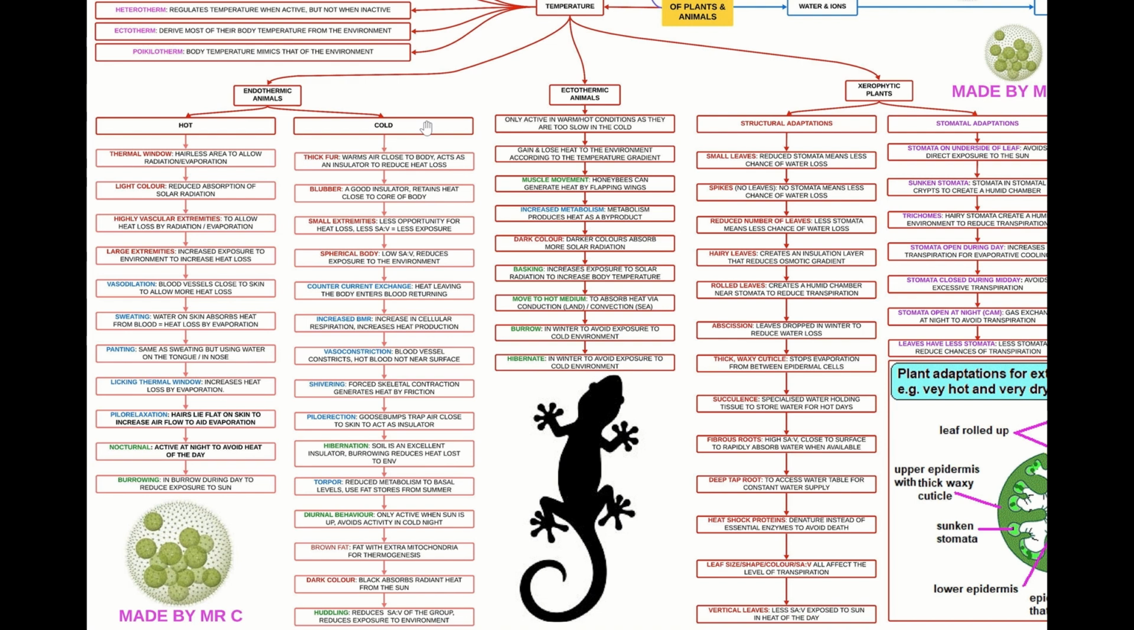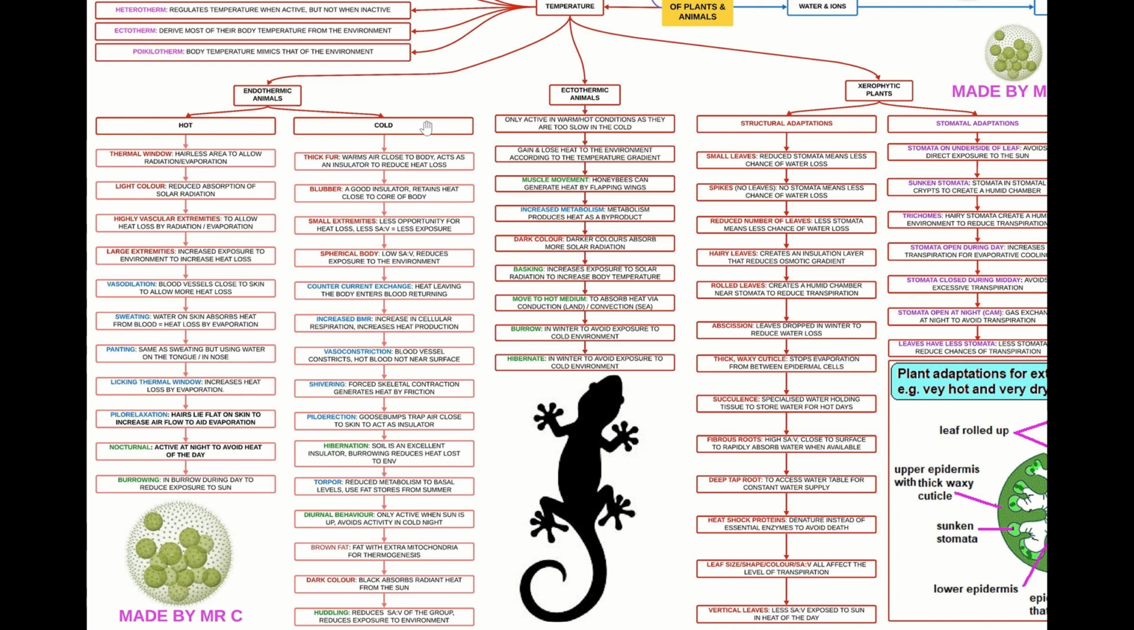Small extremities allow less opportunity for heat loss because it reduces the surface area to volume ratio. A spherical body lowers the surface area to volume ratio. Countercurrent exchange is when blood vessels carrying hot blood leaving the body transfer their heat to the veins which are returning to the body, reducing the amount of heat lost.